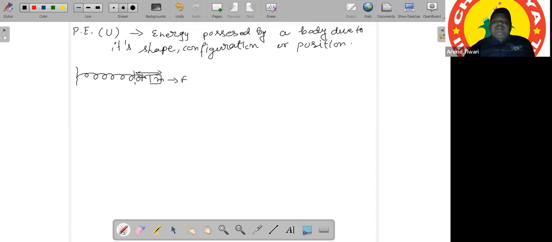So in this case, what has been changed for the spring? We have changed the shape of the spring, right? And in changing the shape of this stretched spring, it has gained some energy, it is able to do some work. If you release the mass from its position, the mass will move in the backward direction towards its mean position.